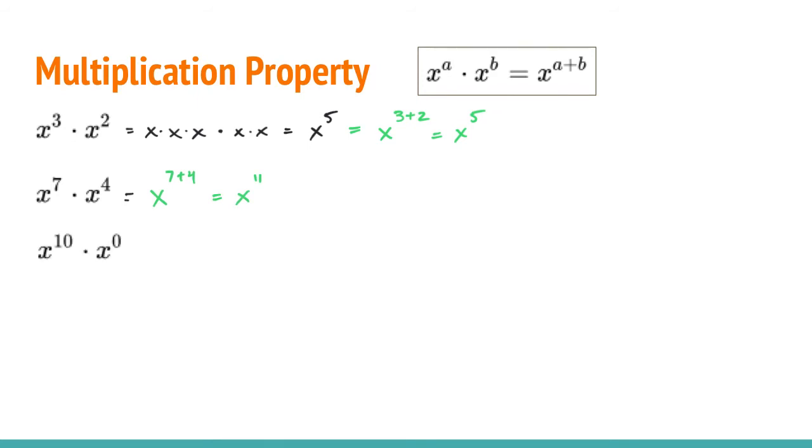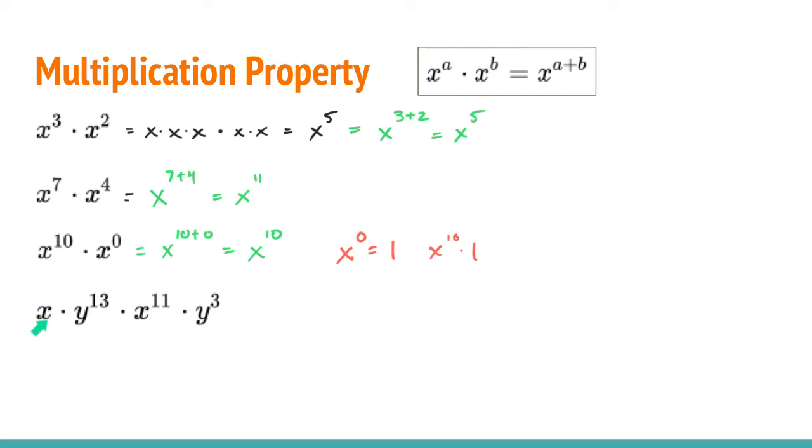For our third example, we have x to the 10 times x to the 0, which is kind of an interesting one because you have x to the 0. But if we just followed through on our property, you would have x to the 10 plus 0, which of course would still be just x to the 10th, which should allow for further clarification as to why x to the 0 is equal to 1, because then you'd have x to the 10th times 1, which is still your x to the 10th.